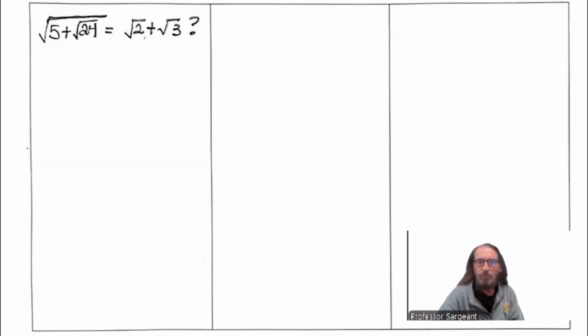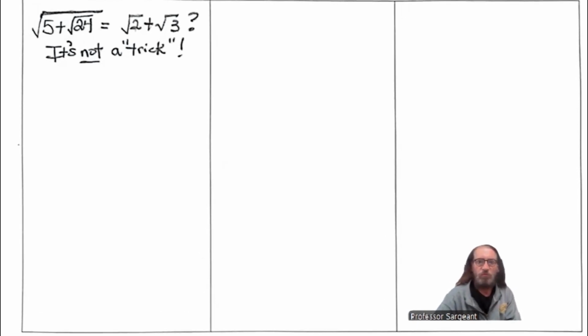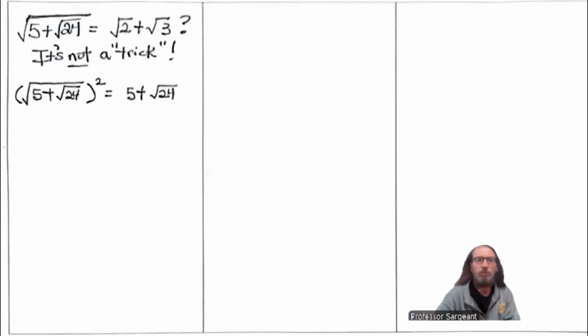So a few months back, I was seeing videos addressing where you have a square root inside of a square root and trying to simplify that so that you don't have a nested square root. And there was very little explanation. It's not some trick. There's a reason why it works. For example, in this question, if you square the square root of 5 plus the square root of 24, then you have only a single square root over the 24.